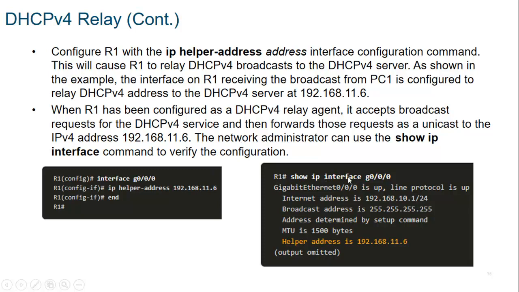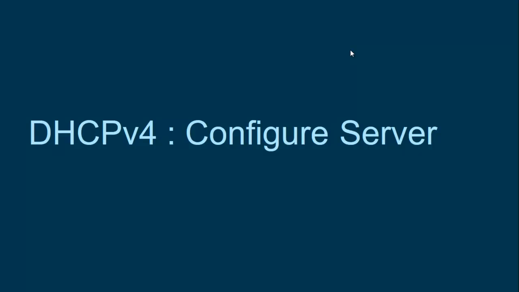The show ip interface G0/0/0 command can verify this configuration. If you type this in, you would see that it is up, it has the IP address, it has the broadcast address, and it also has a helper address, meaning that it is helping this particular address and will relay the broadcast destined for it. So that is how we configure the server.